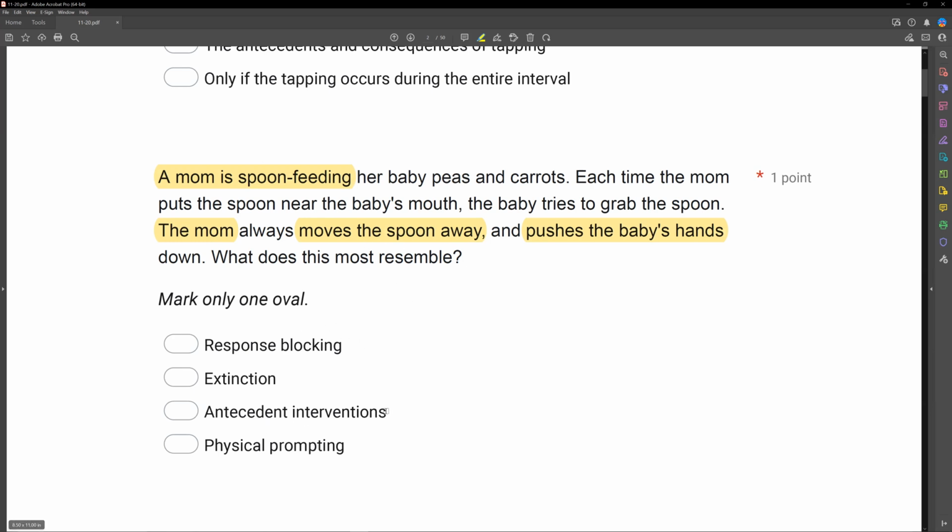It is not an antecedent intervention because it is a consequence of what? Well, spoon near the baby's mouth. Baby tries to grab spoon. The consequence is the mom moves the spoon away and pushes the baby's hands down. So it's a consequence intervention. And then D, physical prompting. The mom is not prompting the baby. Don't be fooled by pushing the baby's hands down. That is not a prompt. It's a consequence. So what is the mom doing? She is blocking the baby's ability to engage in the response. So she is response blocking.